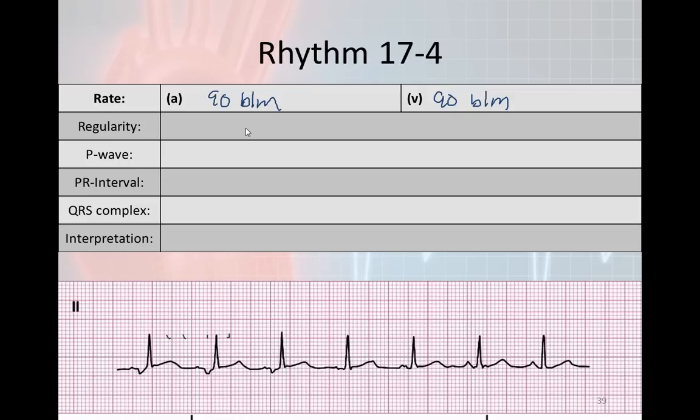Regularity: it looks regular, but take your calipers and check, because this might actually be an irregular rhythm. I don't have calipers on me to do this digitally, so I'm going to go ahead and say it's regular. If it's irregular though, please put irregular. P waves: do we have P waves that are married to the QRSs? Yes, we do. Present and married.